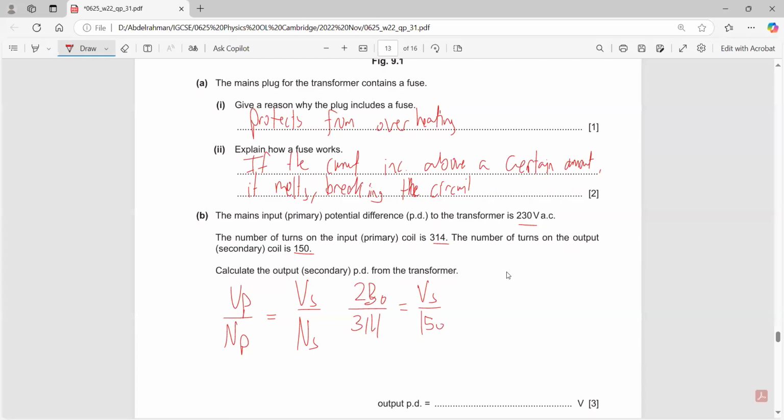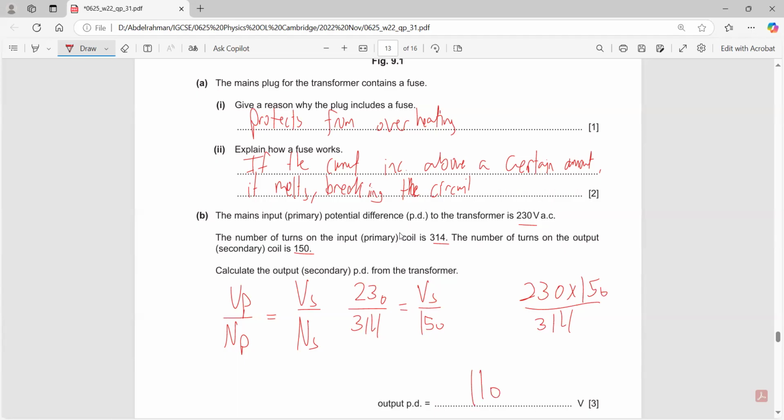Cross multiplication: 230 times 314 divided by, 230 times 150. This is 230 times 150 over 314, which would be 110 volts.